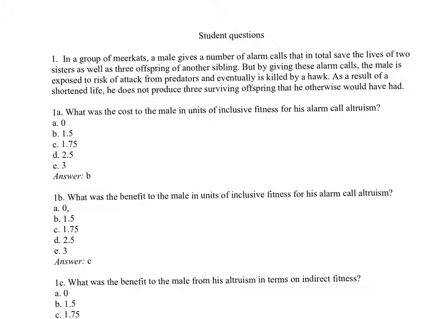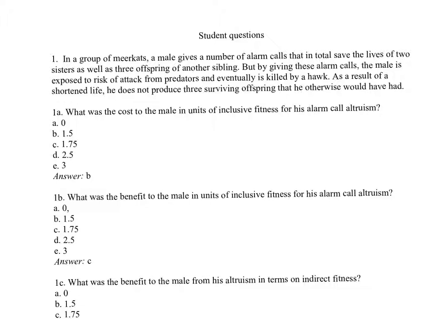Inclusive fitness is for his whole species? No, just his own. In other words, he's got direct fitness that he's losing, 1.5, and indirect that he's gaining, and then inclusive is both. Okay, so this is what inclusive fitness is.